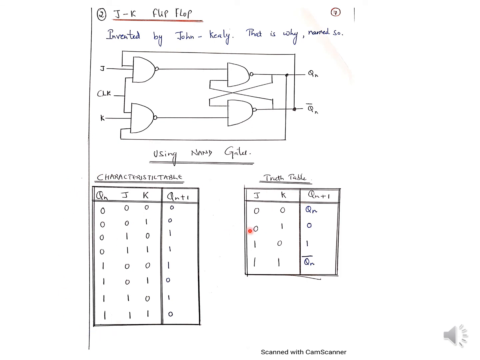You have to remember these truth tables, because when we finish with the flip-flops, we will discuss the realization of one flip-flop from another flip-flop. So we will use this characteristic table and the truth table. Okay, so this is all about the explanation of the JK flip-flop.